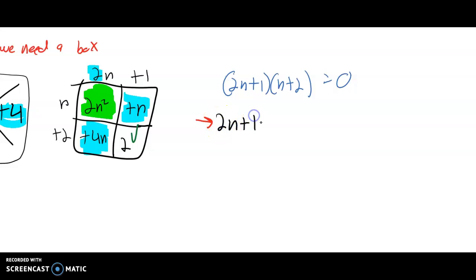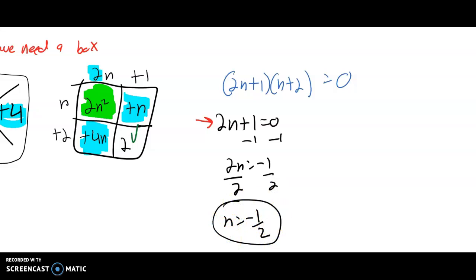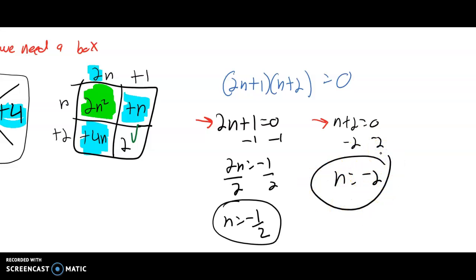2n plus 1 equals 0, minus 1, minus 1. 2n equals negative 1. Divide by 2. N is negative 1/2. I've got n plus 2 equals 0, minus 2, minus 2. N is negative 2. Okay. Our solutions are negative 1/2 and negative 2.